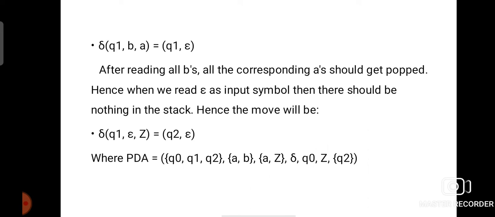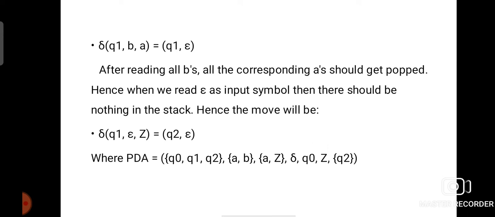Then finally, if all the A's are removed from the stack, at last the stack has only Z. Then all the input symbols get finished. So no input symbol will be applied onto the state Q1, and if the top of the stack consists of Z, in that situation we will reach the final state Q2. So this will be represented as delta of Q1 comma epsilon comma Z equal to Q2 comma epsilon.